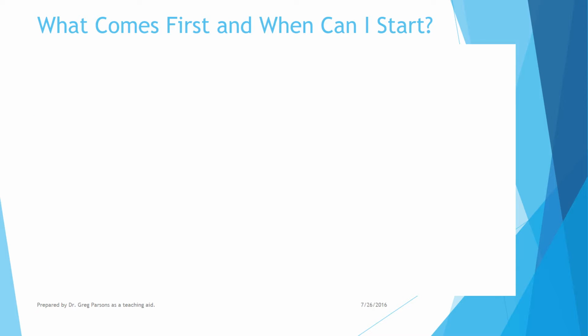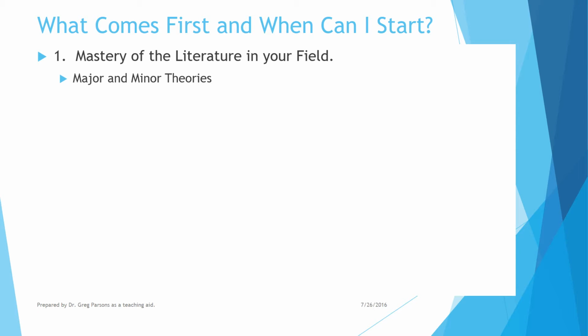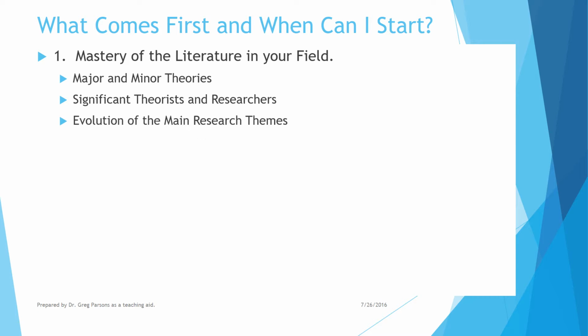So then, suppose you're in the position where you're thinking, well, I'm ready to get started. What do I do? First, you have to become a master of the literature in your field. You need to know the major and minor theories. You need to know the theorists and the researchers. You need to know the evolution of the main research themes, where they started from, what they developed into, what the state of the art is today with regards to these theories.